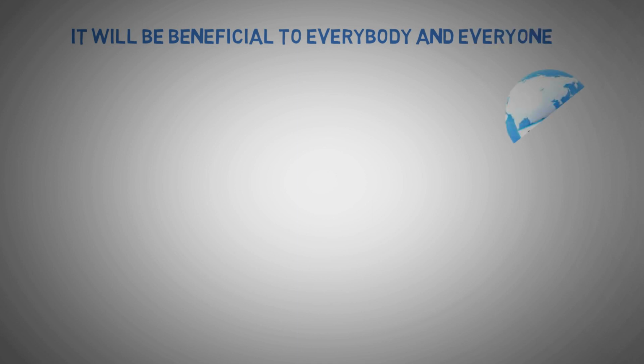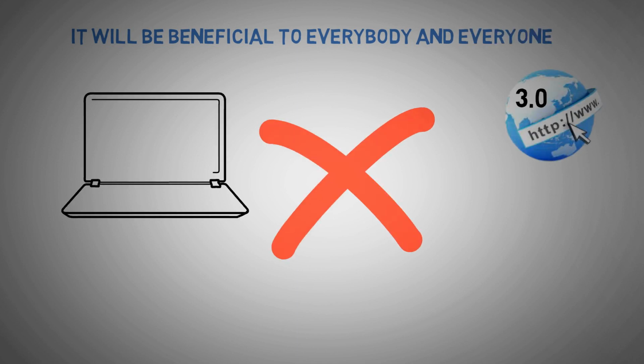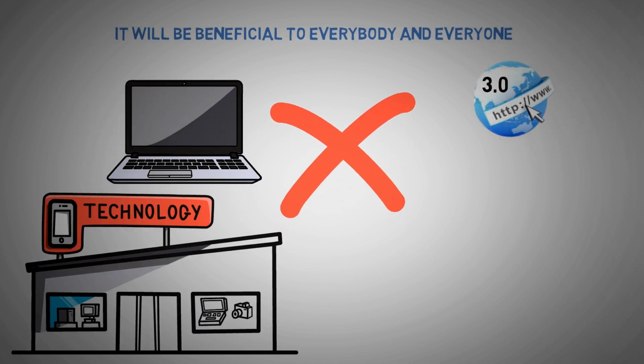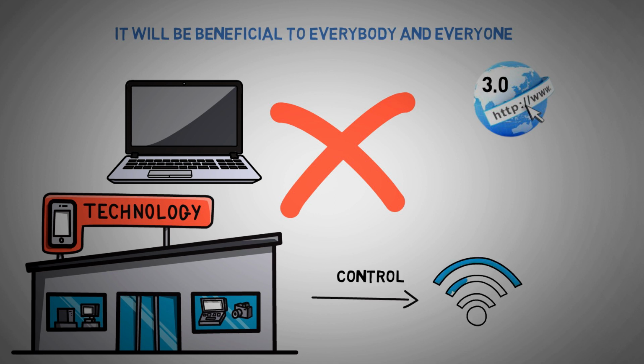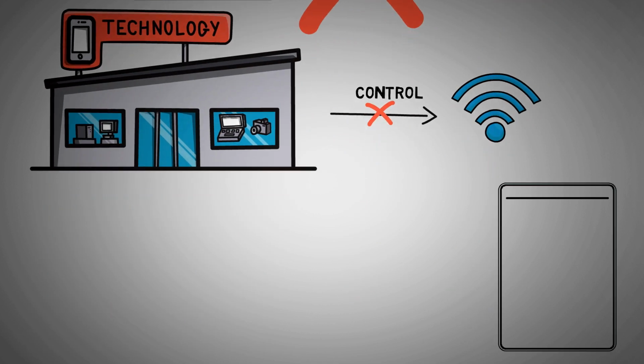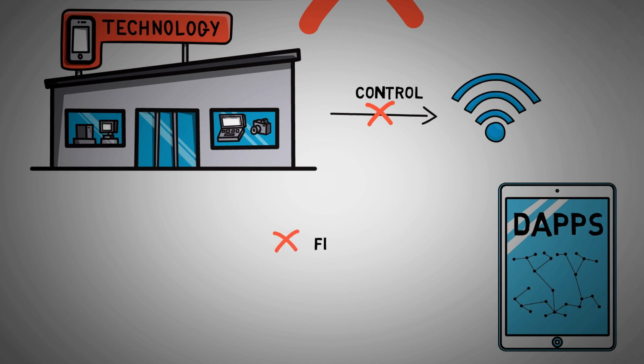It will be beneficial to everybody and everyone. Web 3.0 does not require the control of a single entity. Larger corporations may no longer have complete control over the internet. As a result, decentralized apps known as dApps cannot be filtered or limited in any way.